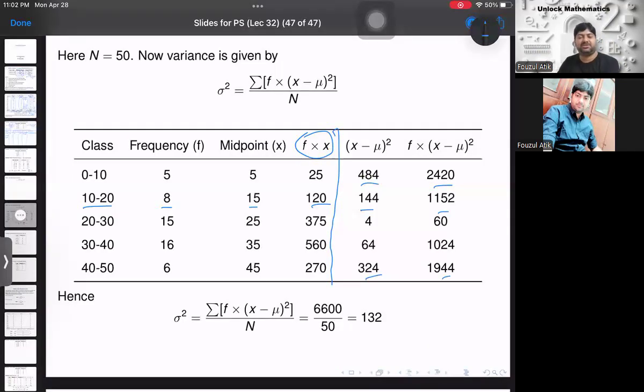Correct? So summation f into... now the sigma formula is this one, the variance formula. So that means this value we have to add them up. If I add all of them, it is 6600 divided by summation n, which is the summation of f, that means the frequency, the number of points you have to add. This is divided by 50, so this value will be 132.